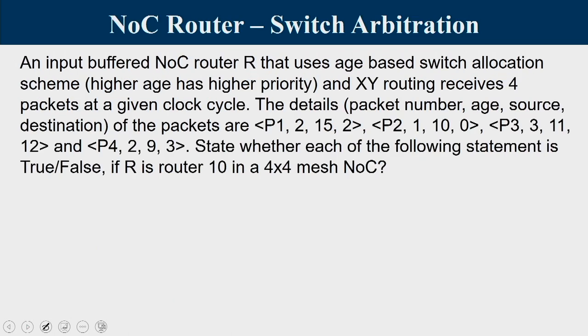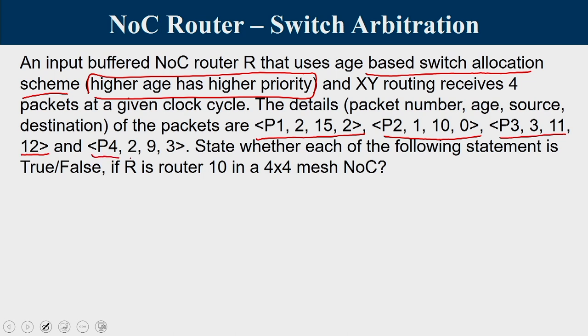Now, the next question is on switch arbitration. An input buffered NOC router R uses an age based switch allocation scheme. Age based means higher age has higher priority. And XY routing receives 4 packets at a given clock cycle. The details, that is packet number, age, source and destination of the packet, are: P1 is 25, 15, 2; P2 is 1, 10, 0; P3 is 3, 7, 11, 12; and P4 is 2, 9, 3.